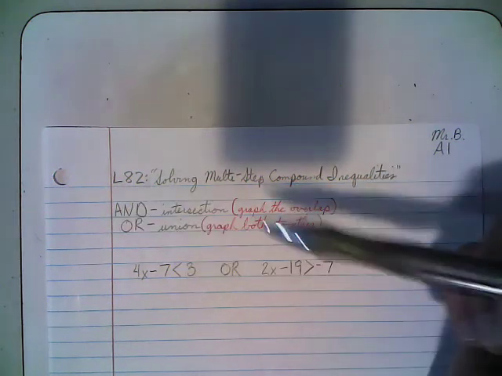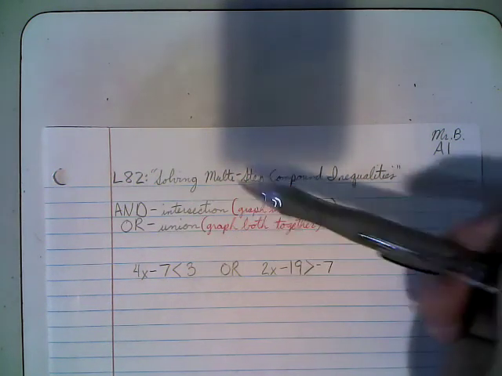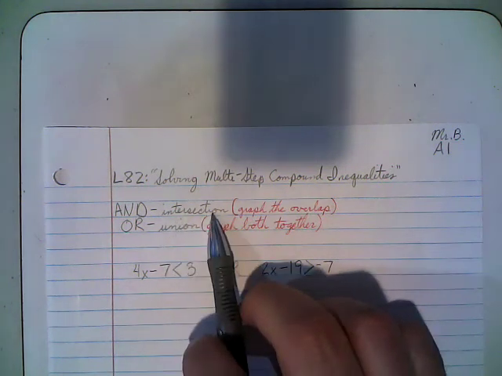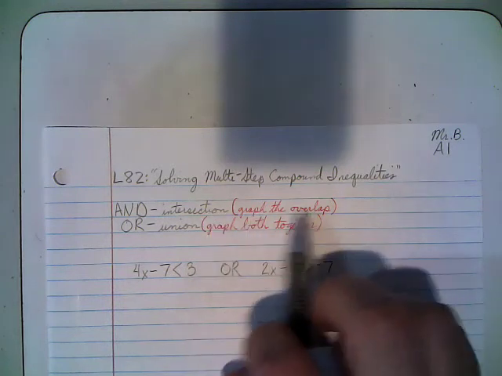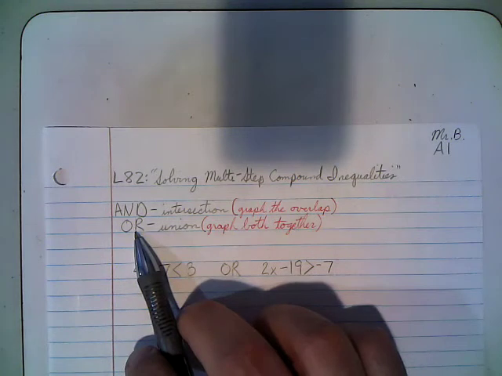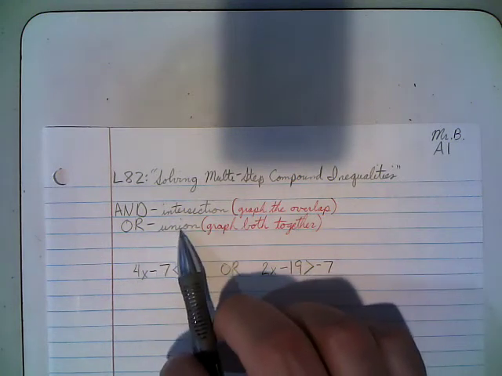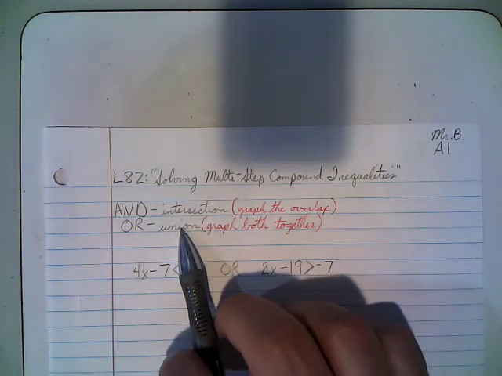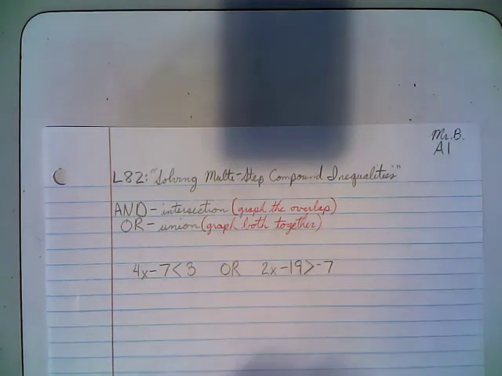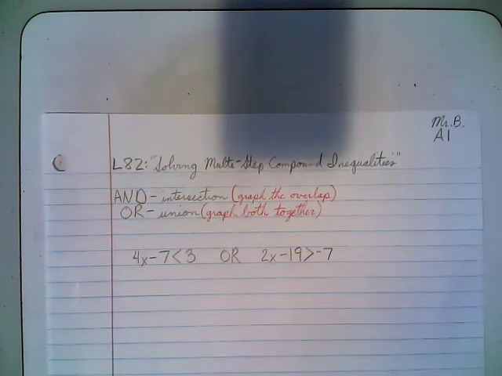If it's joined together by an and, then this is only going to be the intersection of the two graphs. So in other words, graph just the overlap of the two individual graphs. If it's an or, it's going to be a union of the two graphs. Or in other words, graph both of them together. So just wherever one of them is, graph it, and then put them together on the same line.